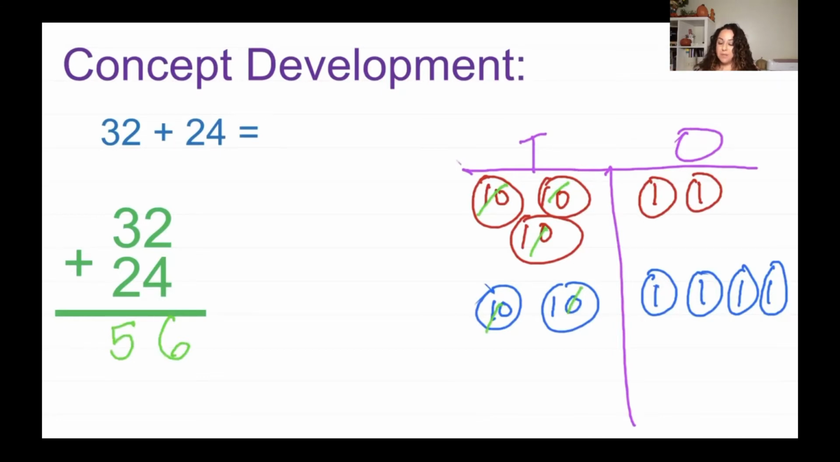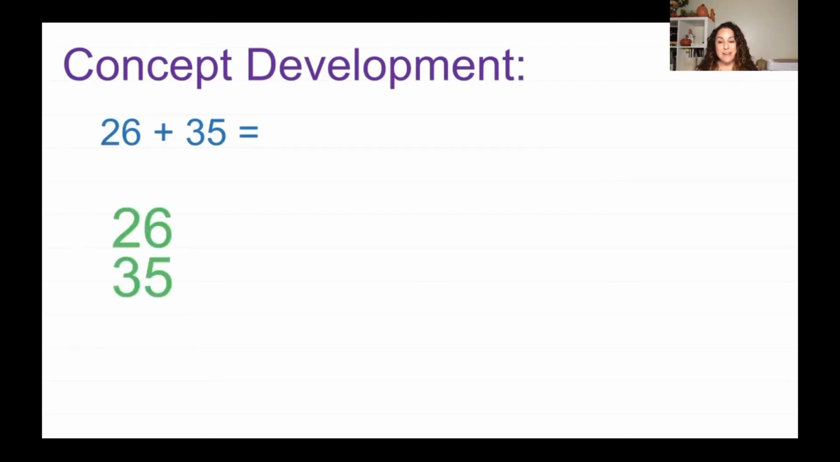Now we're going to move on to our next problem, and you're going to see that I need to regroup. That first problem was just a review. Let's do one where we have to regroup. Here I have 26 plus 35. Here's my 26, here is my 35. Now that I have them lined up straight, I am ready to add. Here's my plus sign, and this line right here is the same as equals.